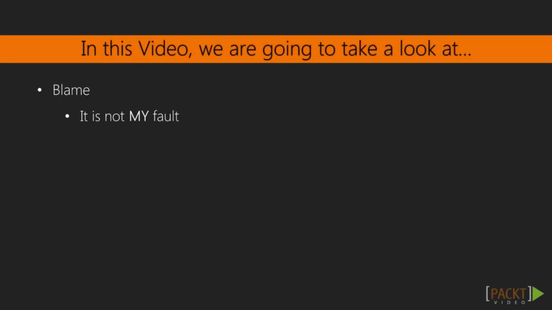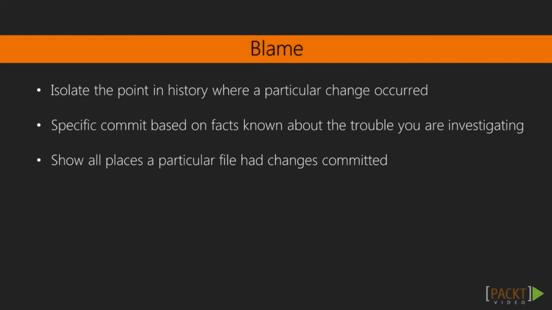Personally, I think the name for this command is a bit rude, but I want to believe it was developed with an air of humor, a bit tongue-in-cheek. Its purpose is to isolate the point in history where a particular change occurred. Usually this is to track down the introduction of code that causes a bug which is not discovered until later. The intention is not to point a finger and place fault on one particular developer, but rather to pinpoint a specific commit based on facts known about the trouble you're investigating.